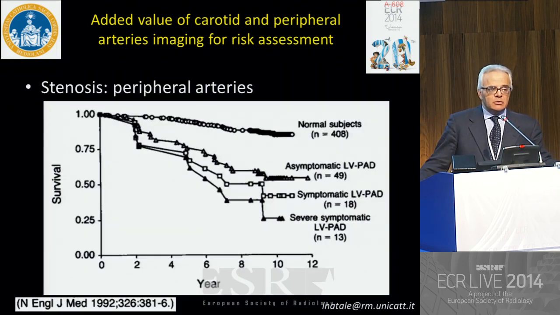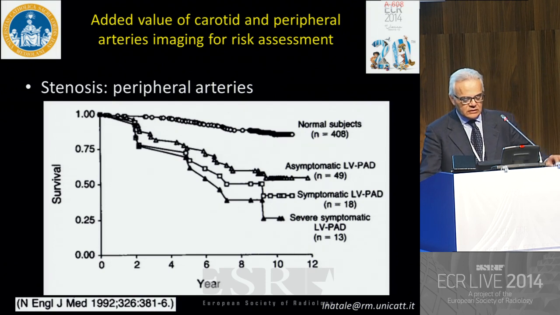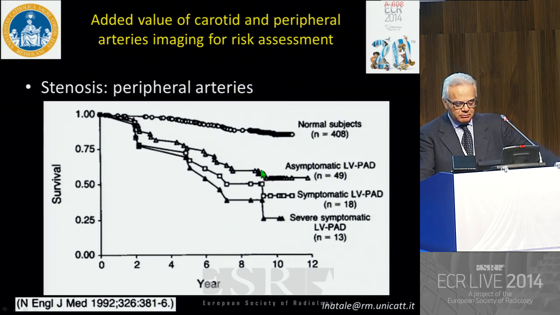The role of the stenosis has been assessed since many years. We know that atherosclerosis is a systemic disease, and so the search for a stenosis in another district, mostly peripheral artery or carotid artery, has been demonstrated to be effective in the stratification of patients. You can see here from this very old paper in '92 that patients with symptomatic or severe symptomatic peripheral artery disease have a worse prognosis compared to normal subjects.